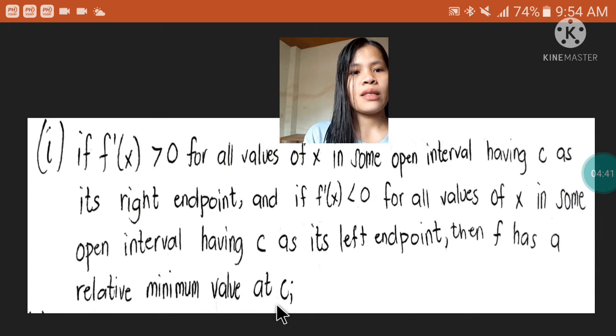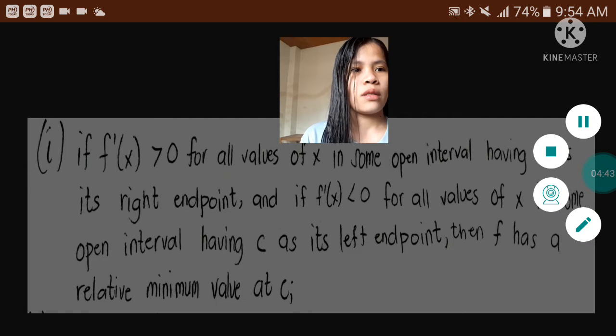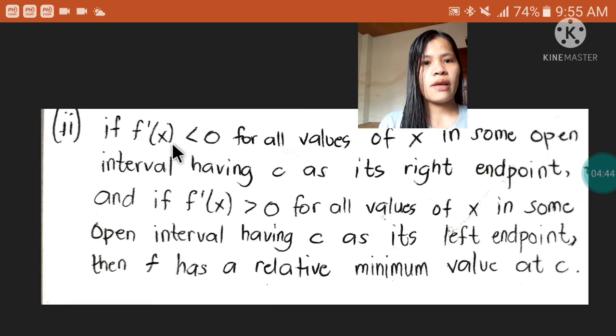Okay, next is, if f prime of x is less than 0 for all values of x in some interval having c as its right endpoint, and if f prime of x is greater than 0 for all values of x in some open interval having c as its left endpoint, then f has a relative minimum value at c.